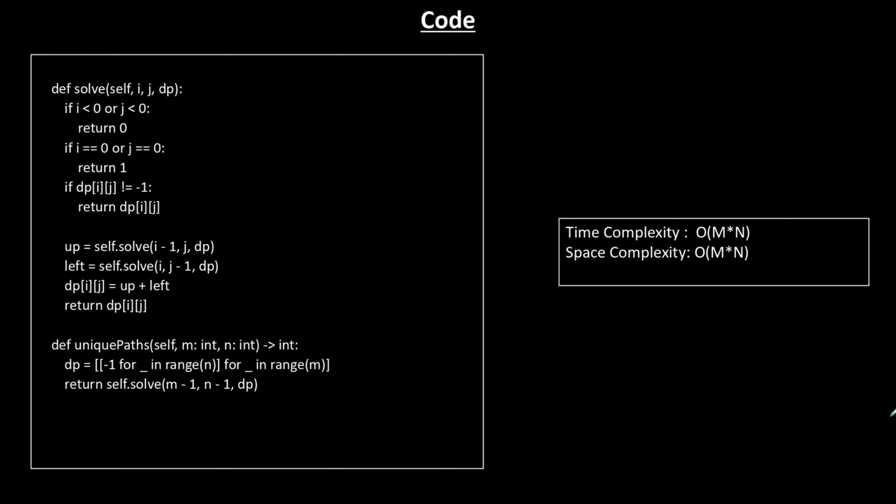The code is the exact copy of the approach discussed. Let's understand it line by line. Here you can see that we have initialized the 2D DP, and we have called the function here. Now these are the base cases.